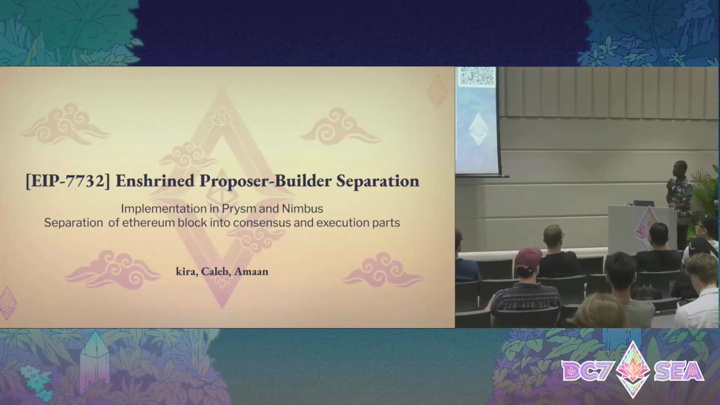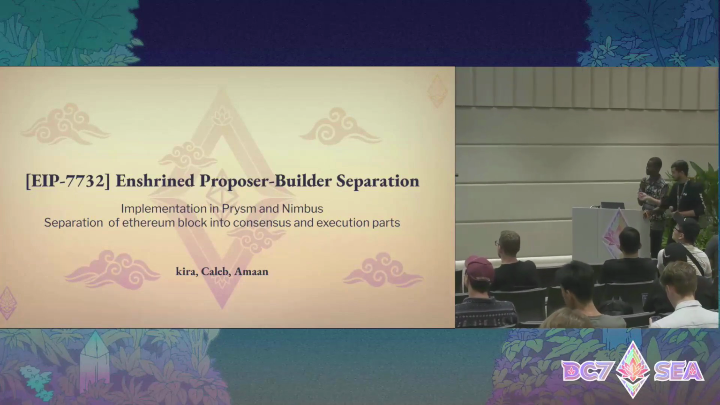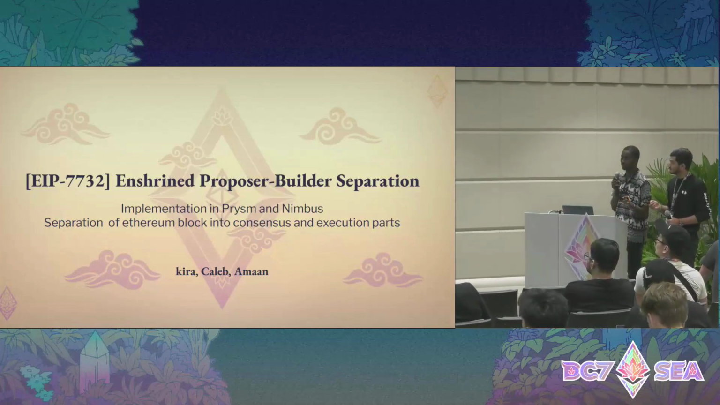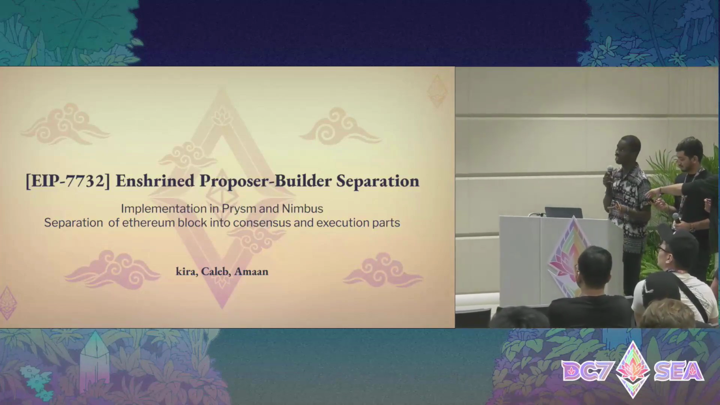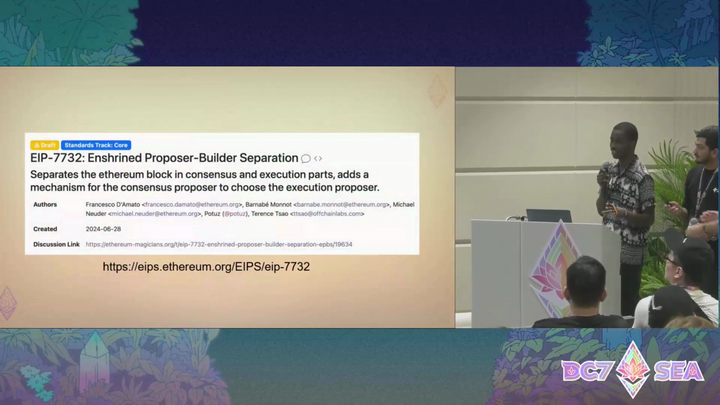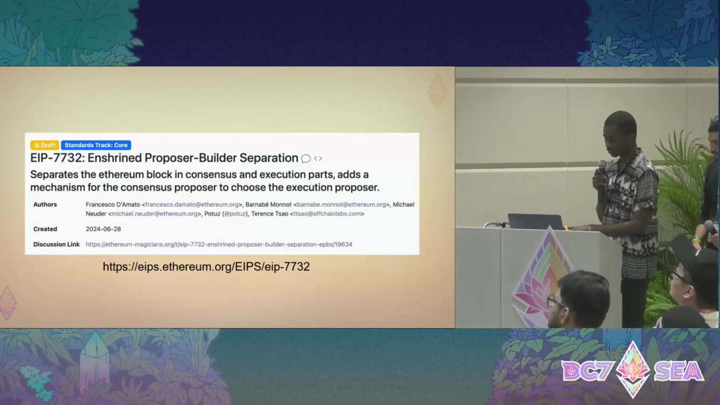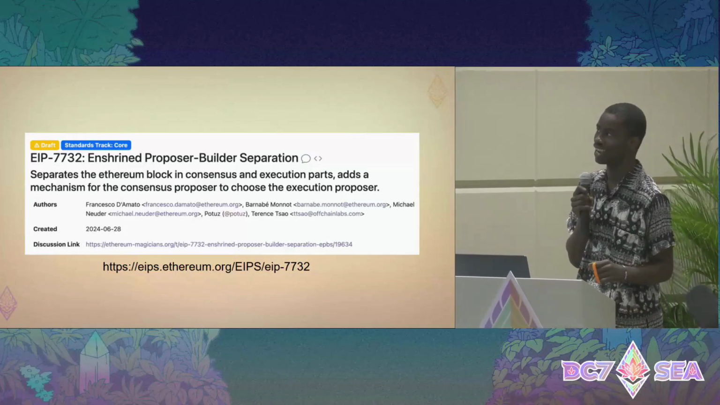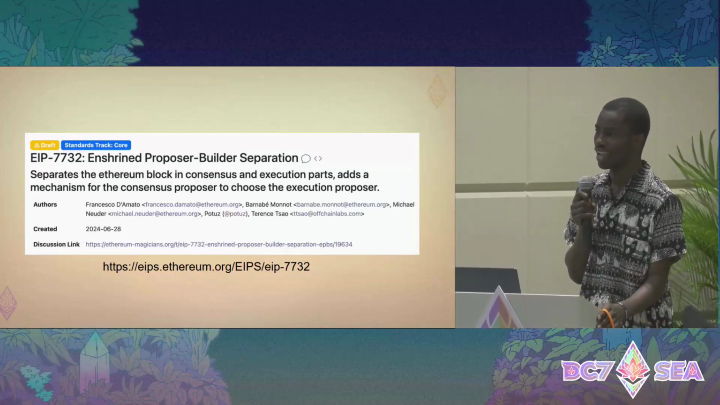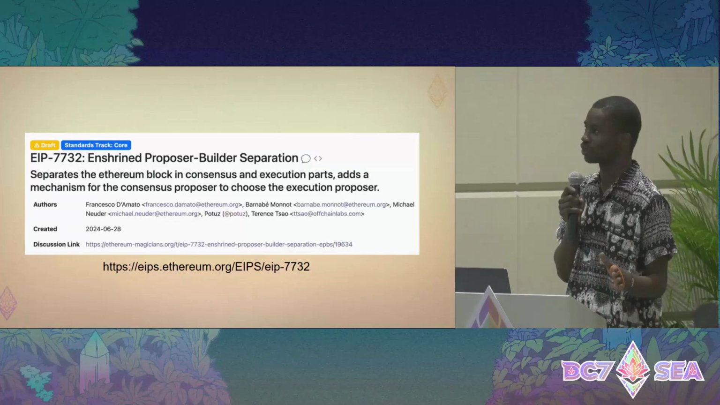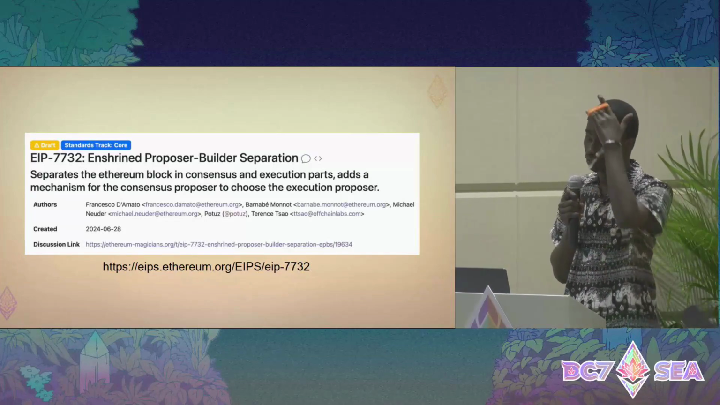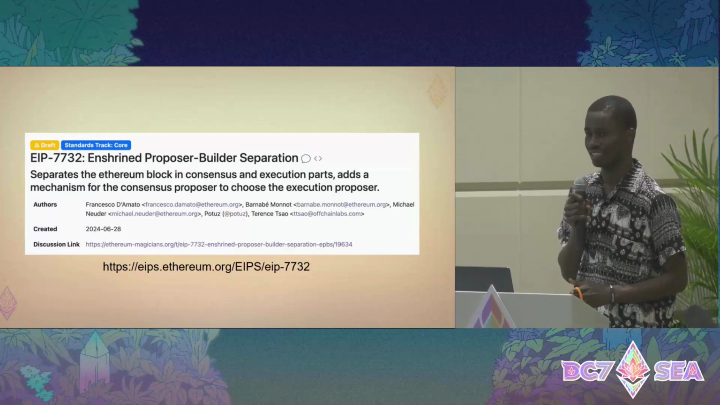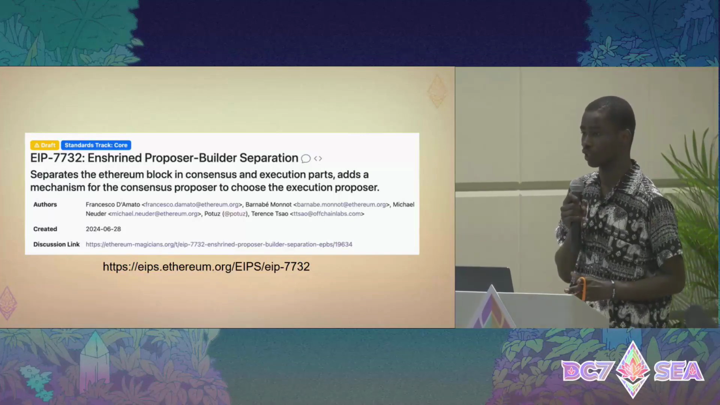I've been working on ePBS implementation in the Nimbus consensus clients. Coming into EPF, my initial motivation was choosing a project that touched on almost every major part of the consensus client, because I wanted a deeper understanding of the protocol itself. So I decided to choose EIP-7732, enshrined proposer-builder separation. It was proposed to be implemented in Nimbus and Prysm initially, but there was a need for client diversity and to have it implemented in multiple clients.